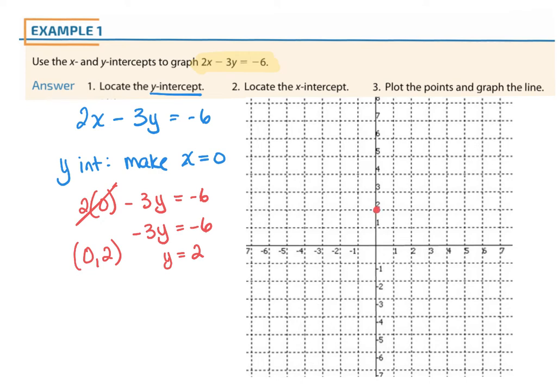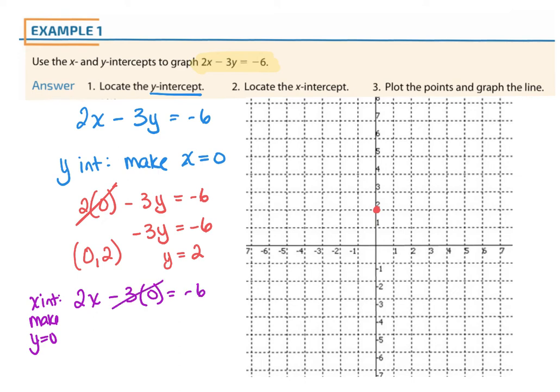That is my y-intercept. For my x-intercept, I do the same thing, but I do it with my y value. So I'm going to say 2x minus 3 times 0. So in this case, I make my y equal to 0.